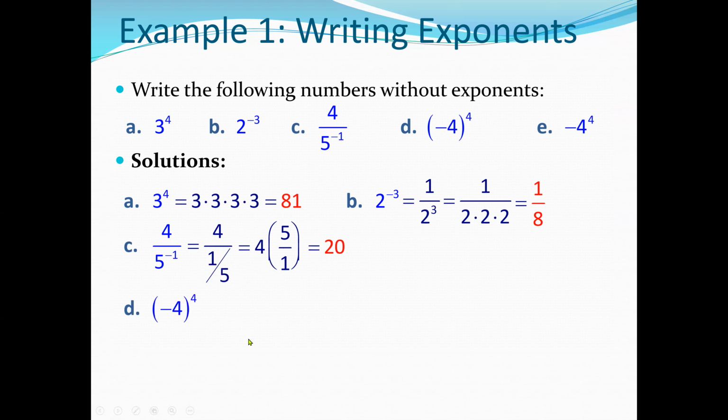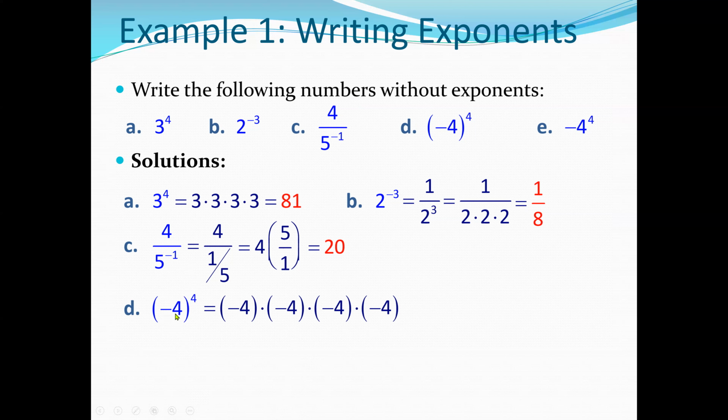Then we have D. D is negative 4 to the power 4. So this means negative 4 times negative 4 times negative 4 times negative 4, 4 times. One thing we should notice here is that anytime we have a negative value raised to a power and the power is an even number, the answer will be positive. So negative 4 raised to the power 2, the answer will be positive 16.